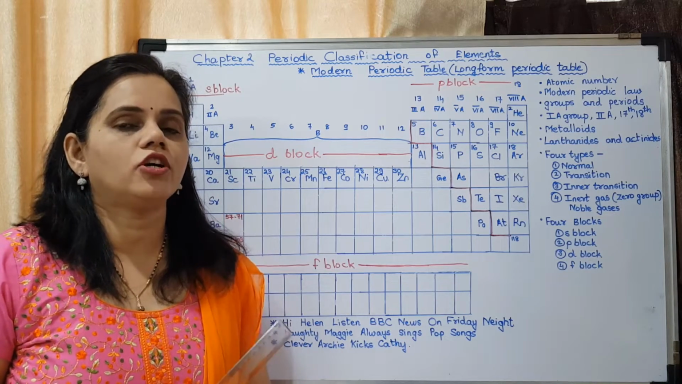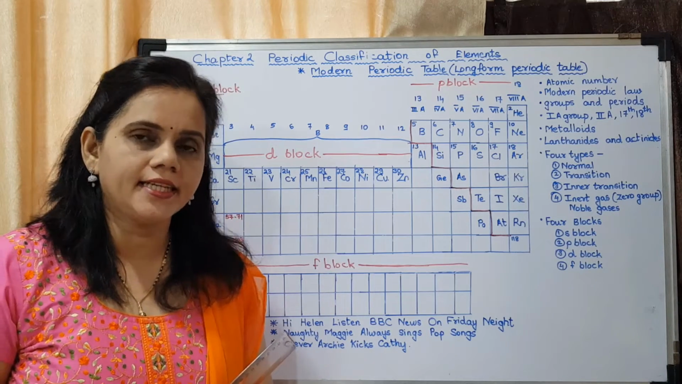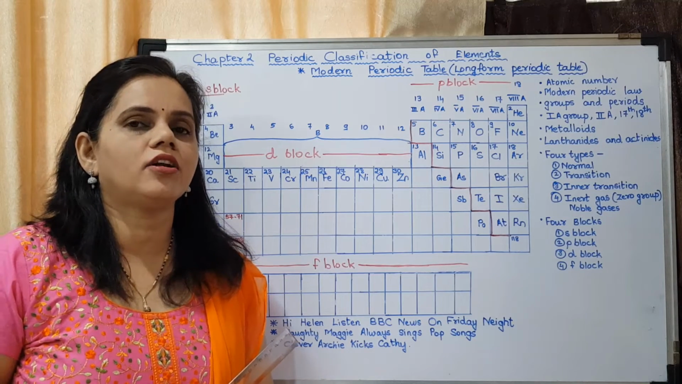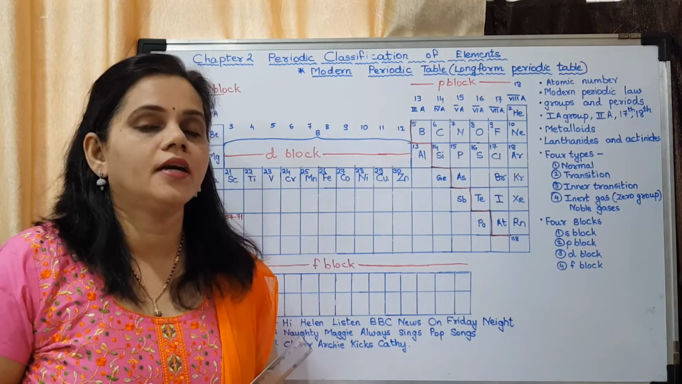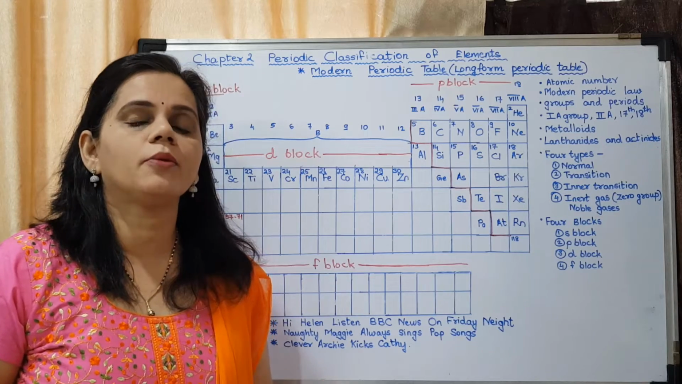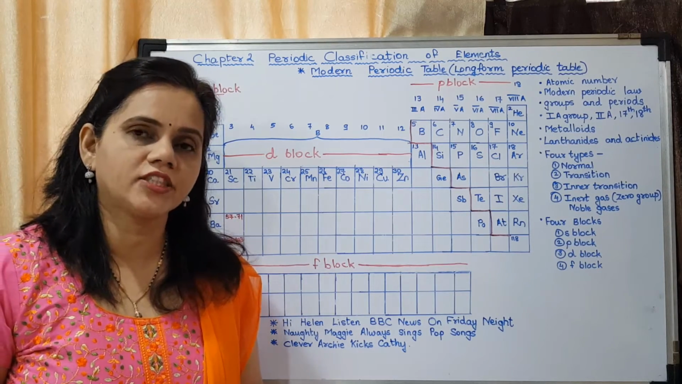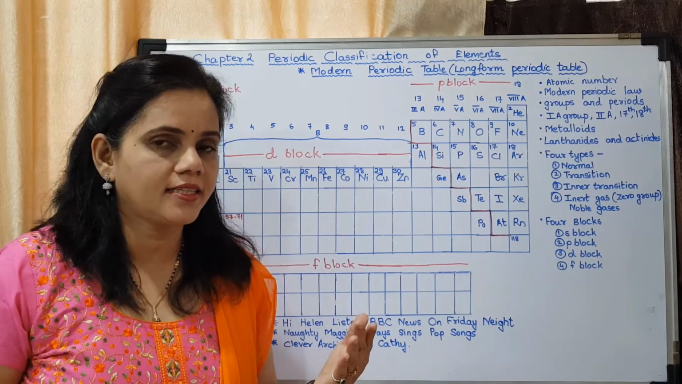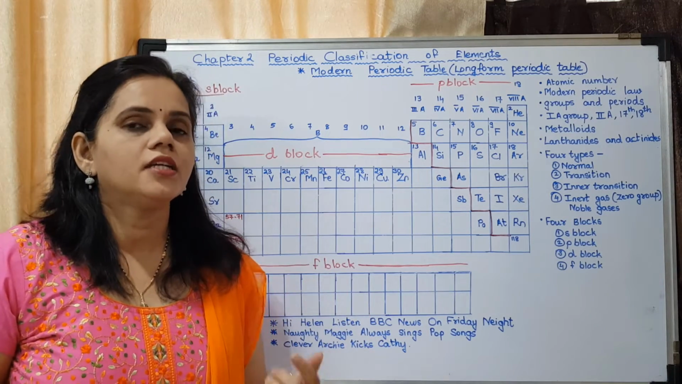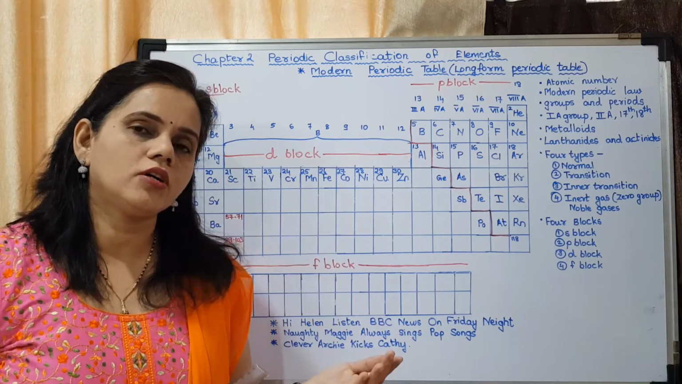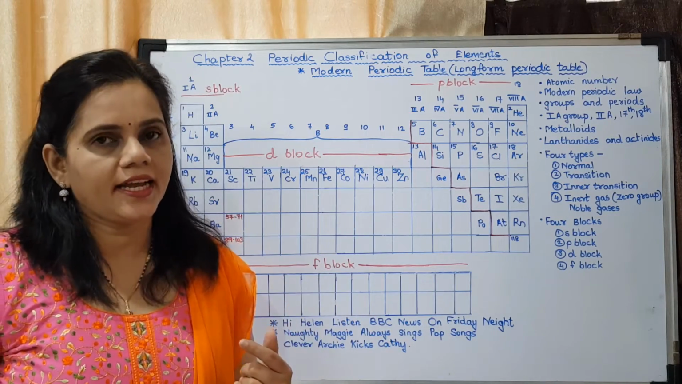So what did Moseley do in the year 1913? He started arranging the elements in the increasing order of atomic number. What is atomic number? Atomic number is the number of protons or number of electrons. This I had discussed in the first lecture. So what is atomic number? Atomic number is the number of protons or number of electrons.